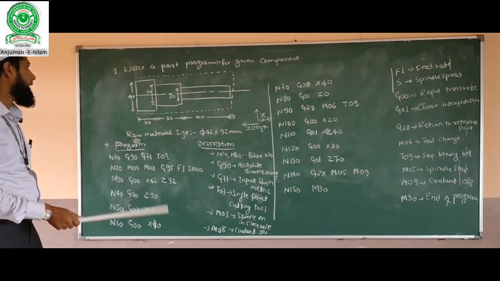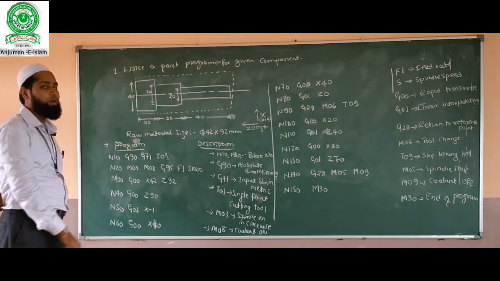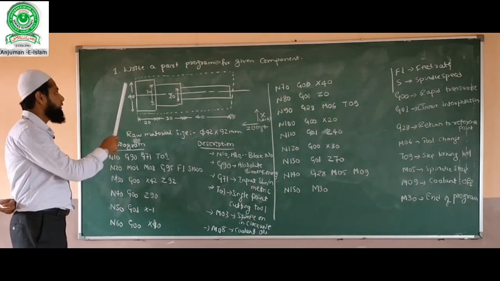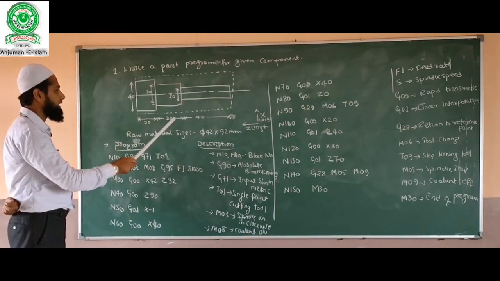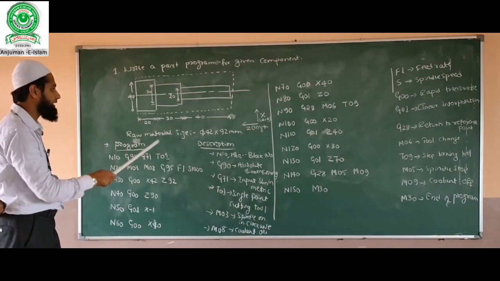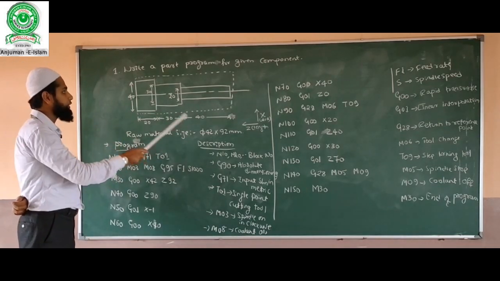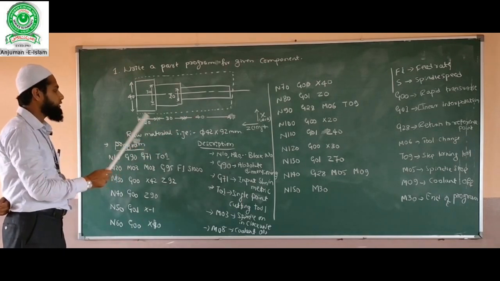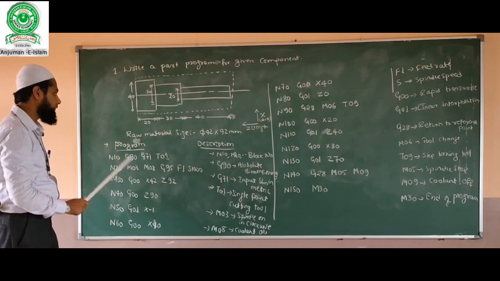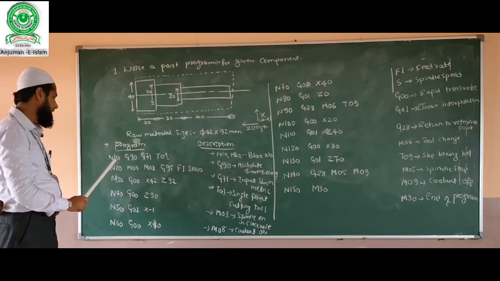Welcome back. Today we learn how to write the part program for the component. Here the dimensions are given. 40 is the larger diameter and the length is 90 mm. So first we have to take the raw material size as 42 mm and 92 length. First we have to set the machine, so first we write the commands for the machine setting.